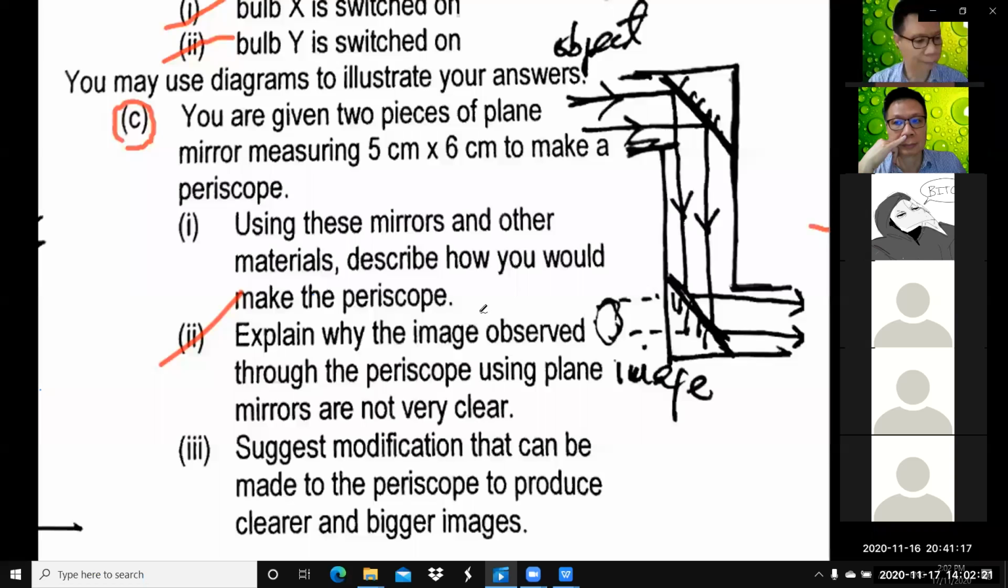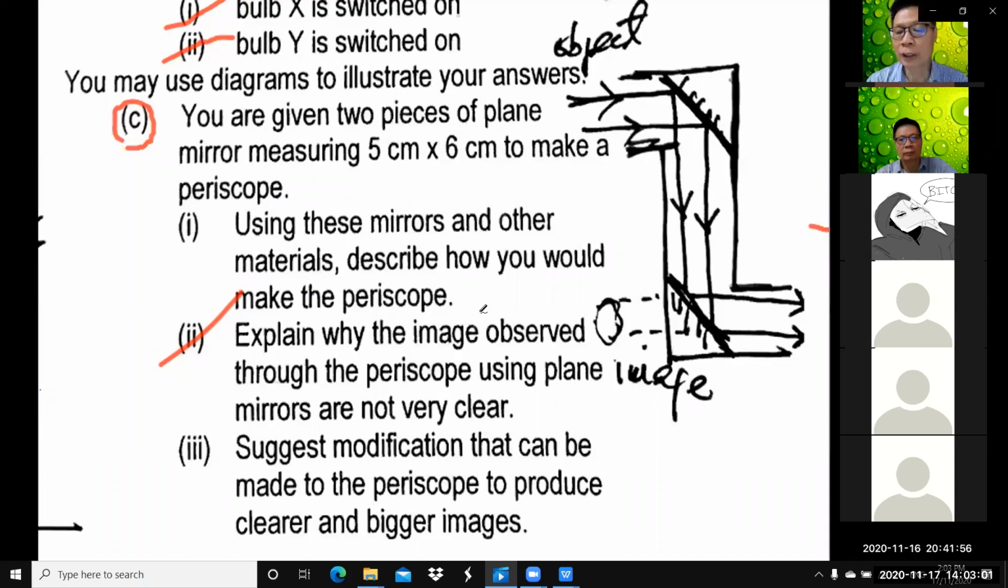And one more answer now. One more answer you write like this: mirror periscope produces multiple images. Okay, that's all.